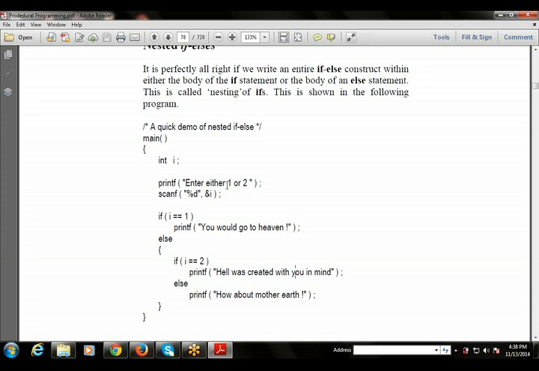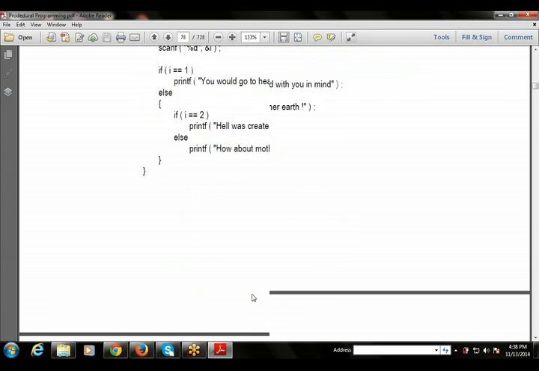That is a nested if else. That is, we use the if condition within the else. This is the if, this is the else. We use the if under the else part. Then printf "Hell was created with you in mind." Else printf "How about mother earth." That is a different outcome available for the printf. So this is an example that shows how one nested if will be used within the else.